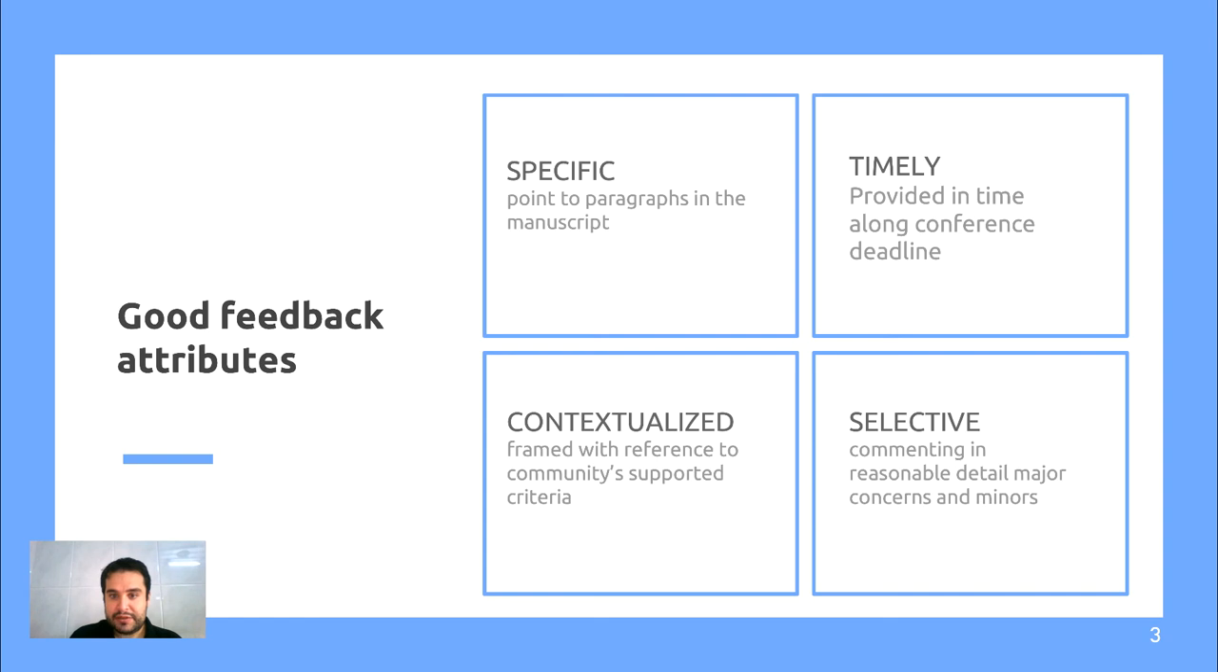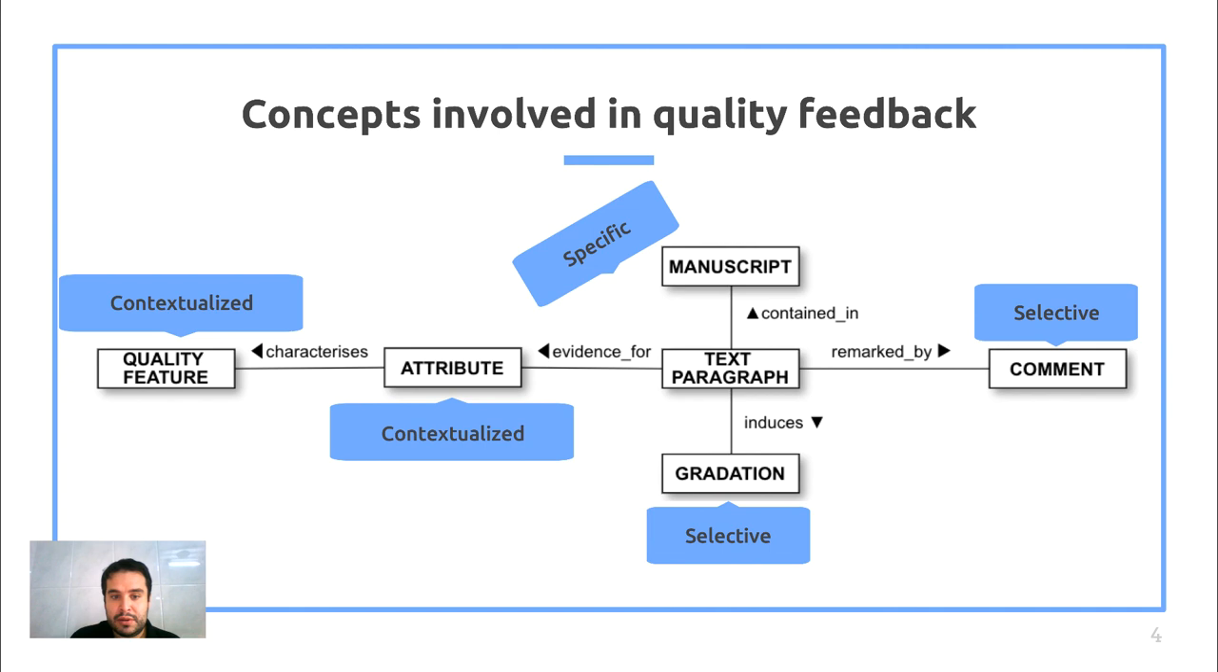What we have done in Review&Go is to rephrase some of the attributes for good feedback in student assessment to provide quality comments in the practice of reviewing. Those attributes describe feedback as specific, where feedback points to paragraphs in the manuscript; timely, where it complies with the conference or journal deadlines; contextualized, where the feedback references the criteria supported within the community where it is published; and selective, providing comments to improve authors' papers.